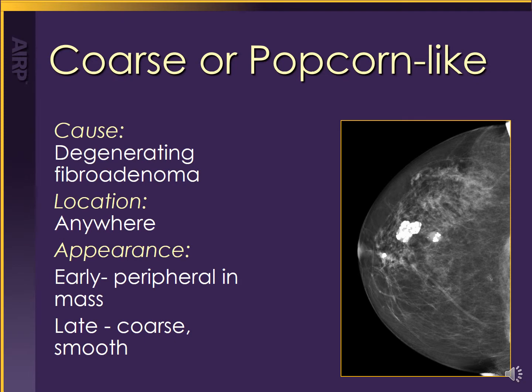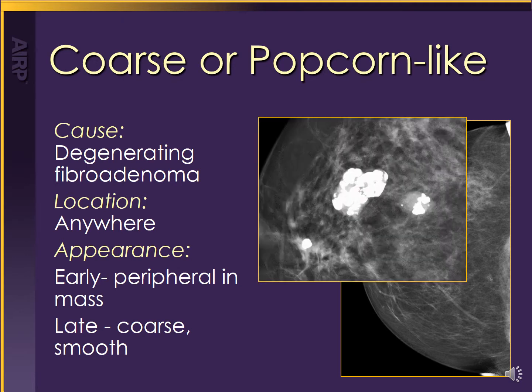Coarse popcorn-like calcifications are typically due to degenerating fibroadenomas. This is just a close-up. Doesn't that look like popcorn? Okay, what I want you to notice though is the earlier one. Do you see how the calcifications are forming at the edge of the mass? And the mass has kind of fuzzy margins. That's because the fibroadenoma, as it's involuting, is going to have sort of more indistinct margins. The calcifications are going to form in the periphery of the mass.